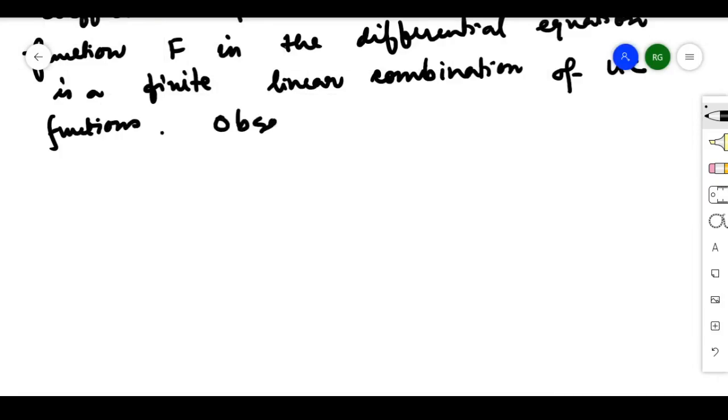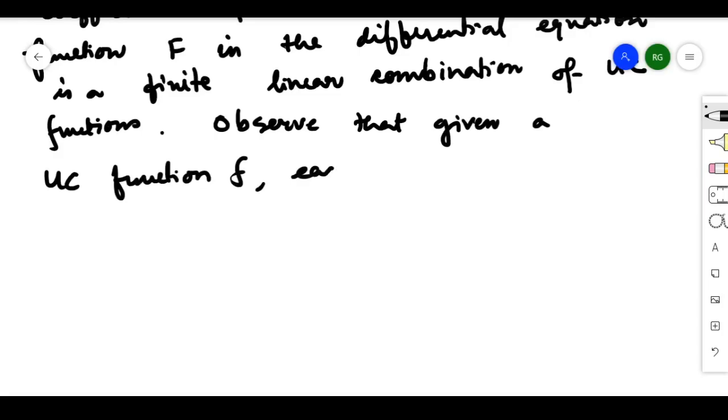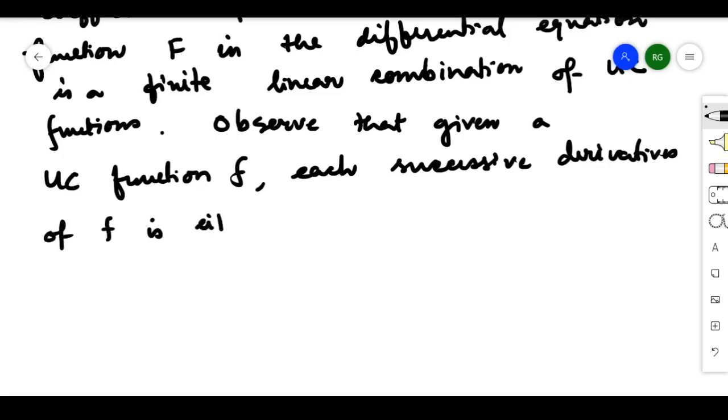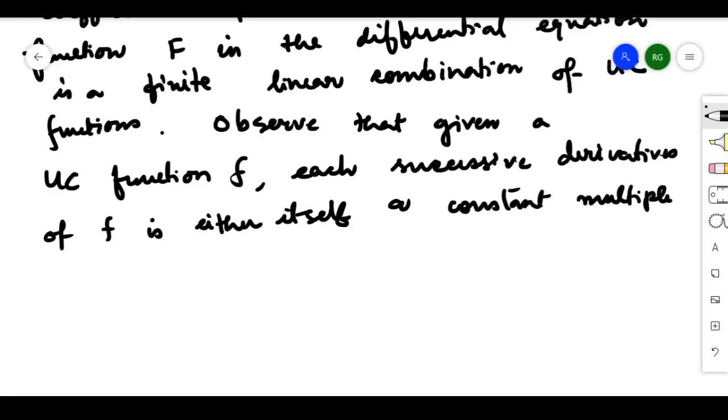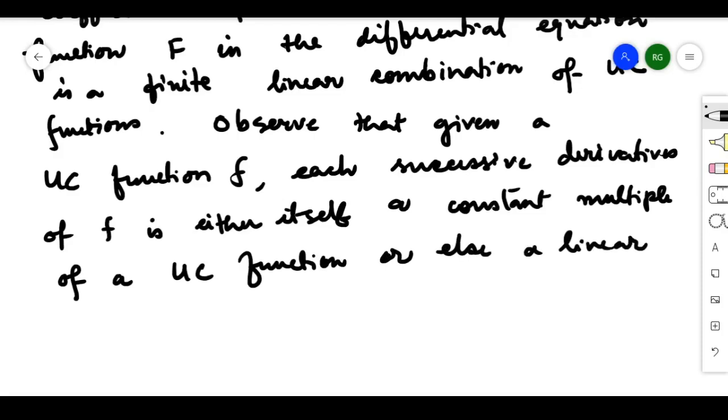Okay. Observe that given a UC function f, each successive derivative of f is either itself a constant multiple of a UC function or else a linear combination of UC functions.